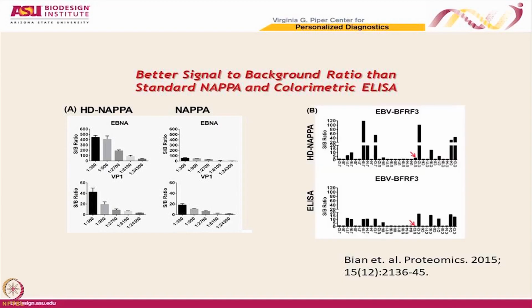You can see that the signal intensity by dilution is much better for the HD than this. We even compared the HD NAPPA to ELISA. So you would think that ELISA, being a full-scale chemical method in a 96-well tube, should be much better in expression. But in fact, we were able to detect signals here on the HD NAPPA that you could not detect at all on the ELISA. And then overall, the signal intensity by ELISA compared to signal intensity by HD NAPPA, this was nowhere near as strong as that was.